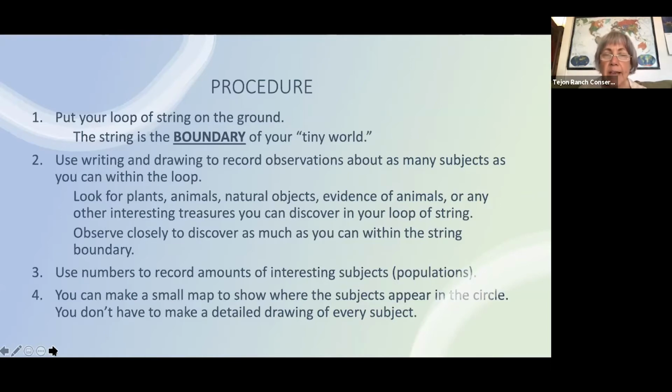Then use writing and drawing to record your observations within the string about as many subjects as you can. Look for plants, animals, natural objects, evidence of animals, or any other interesting treasures you can discover inside that loop of string. Observe closely to discover as much as you can within that string boundary. Use numbers to record the amounts of interesting subjects, the populations of things. And you can make a small map to show where those subjects appear in the circle.